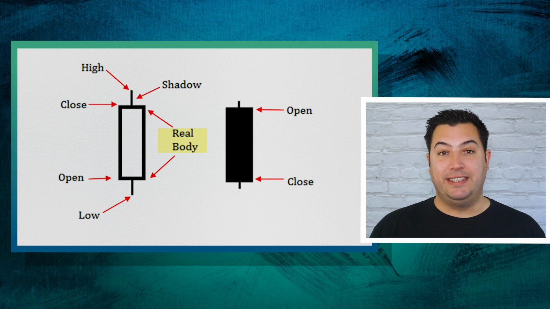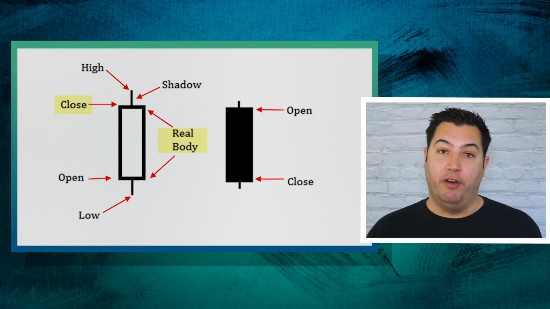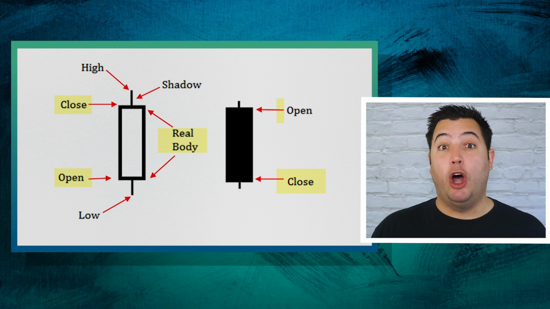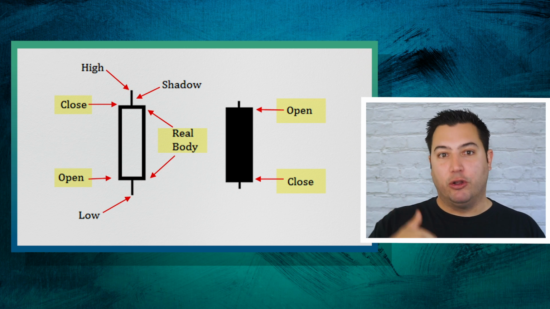The real body represents the difference between the open and the close. So if the real body is hollow, that means that the close was above the open. If the real body is filled, that means that the close was below the open. The candlestick essentially melted, right?